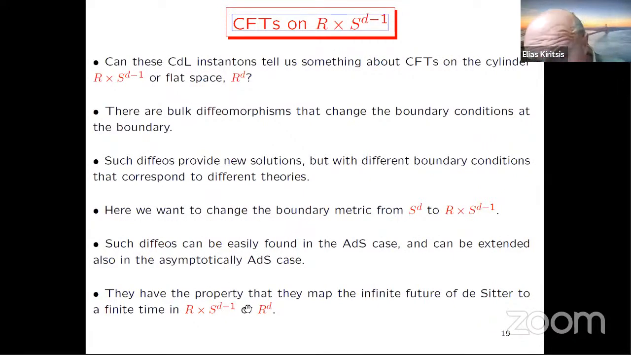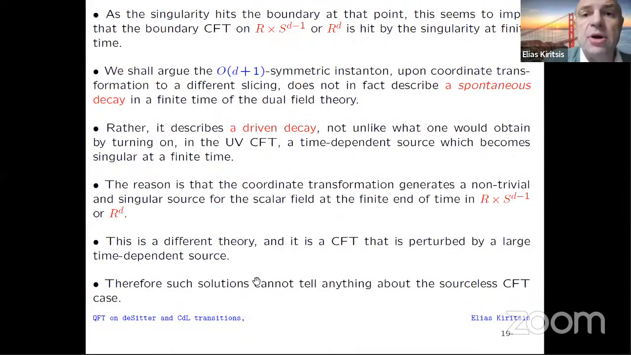Now, a special property of this map is that it maps the infinite future of de Sitter to a finite time on the generalized cylinder. And therefore, in these coordinates, the singularity hits the boundary at a finite point. And this seems to imply that the boundary CFT on these manifolds is hit by a singularity at finite time and therefore is unstable at finite time.